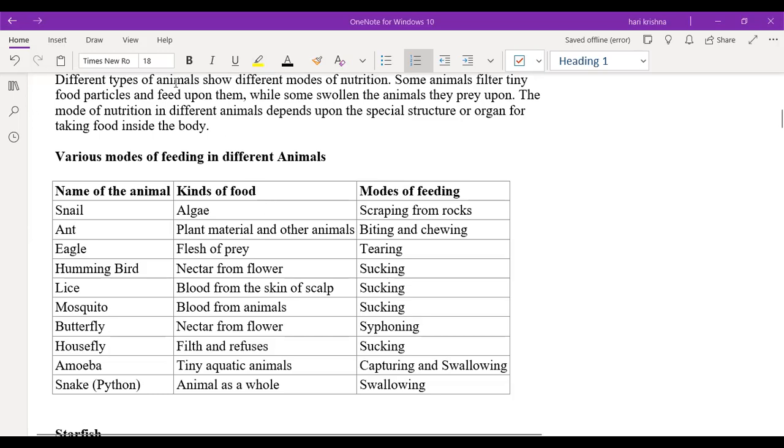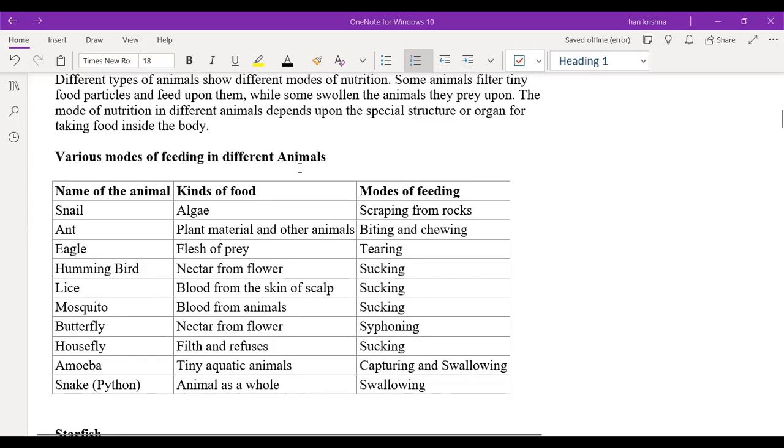Tearing, sir. How does it tear? The eagle will tear. It has the teeth, right? With the help of the teeth, it will tear the animal flesh. Generally, you also tear in some ways, right? You have the incisors, canines, premolars, and the molars.